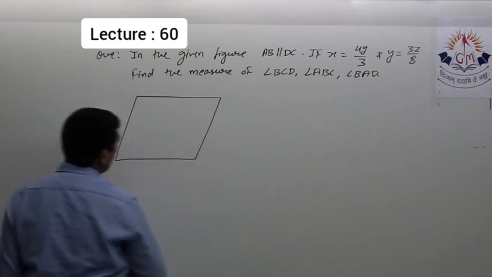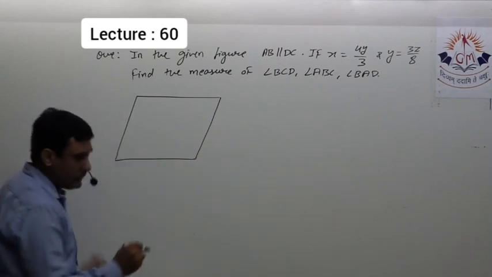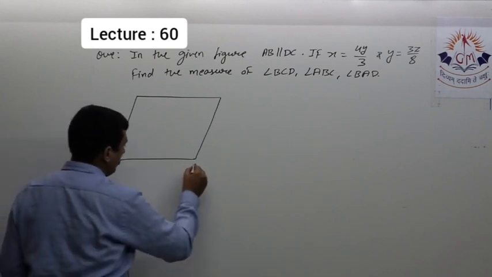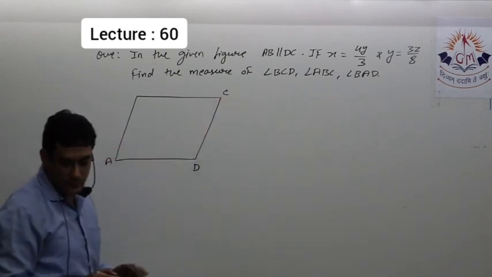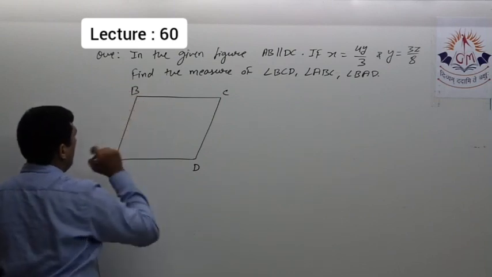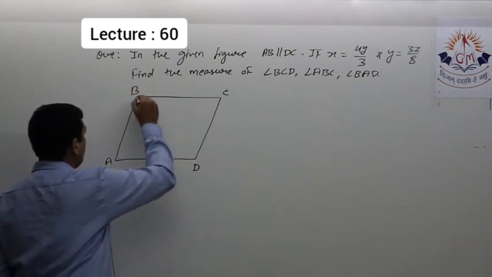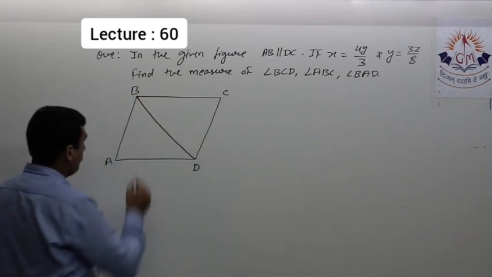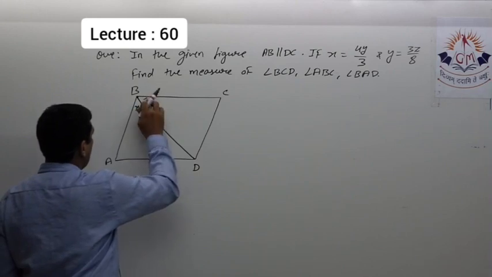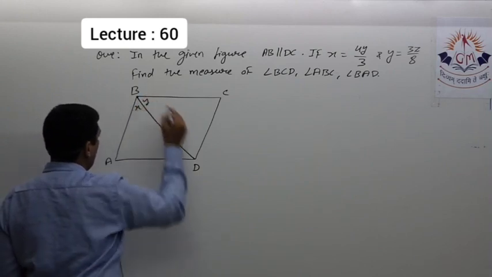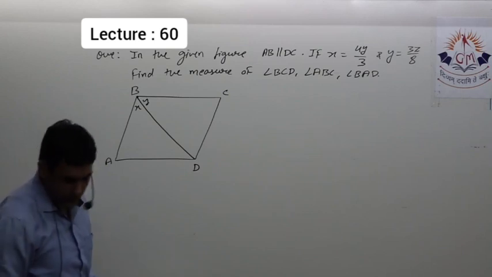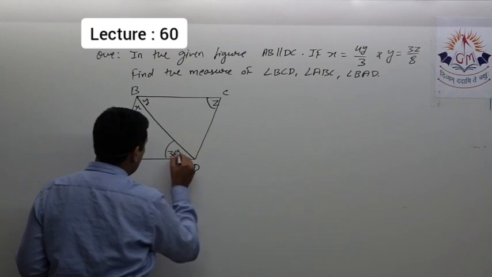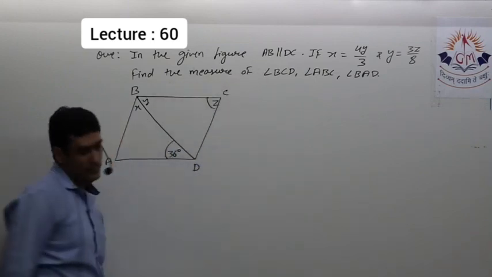Okay, it looks like a parallelogram. However, it is not given in the question that whether it's a parallelogram or not. So we won't apply any properties of parallelogram because it is not given in the question. This is x, this angle is y, this angle is z, and this angle is given 36 degree, which is not given in the question but given in the diagram.